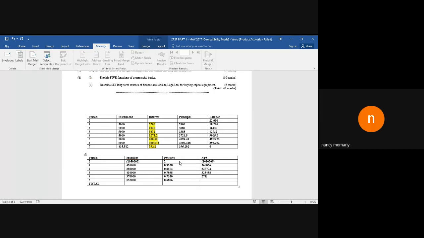271,950. 950. Haya, mwisho 555,000 times 0.6806. Hiyo 555 ilitoka wapi?